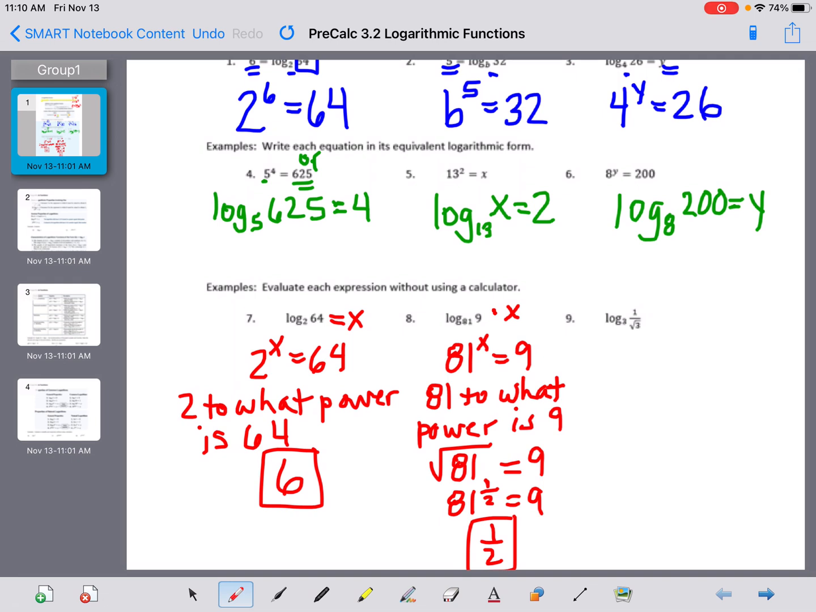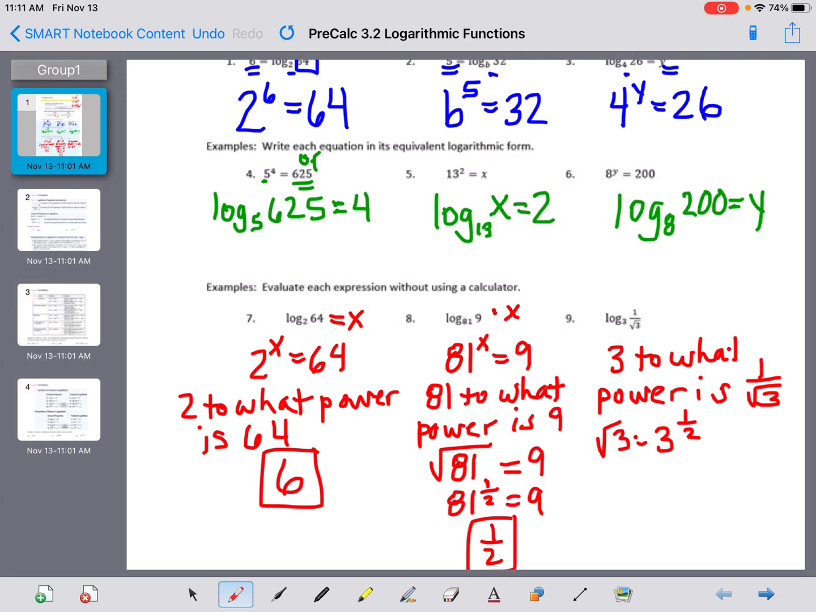All right, last one here. I have log base 3 of 1 over the square root of 3. So I'm thinking, 3 to what power will give me 1 over the square root of 3? Okay, well, the square root of 3 power, it would be 3 to the 1/2, right? But I'm in the denominator. How do I get that to a denominator?